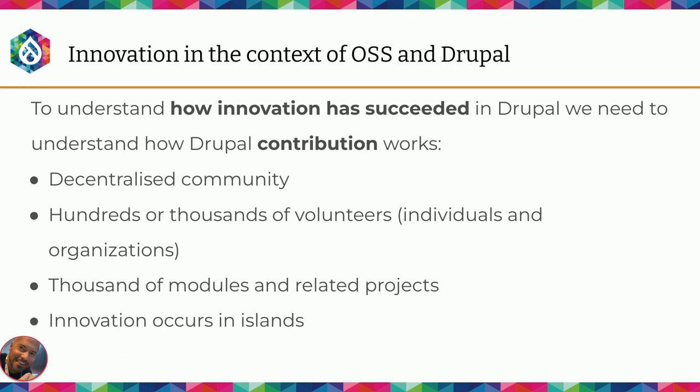To understand how innovation has succeeded in Drupal, we need to understand how contribution works. And this applies again for Drupal and for open source in general. We are talking about decentralized communities, with people working in the hundreds, sometimes thousands. I think it was Anoop from The Drop Times a few weeks ago who came up with a number of how many contributors we have in the community, around 100,000 to 200,000, something like that. We are talking about thousands of modules and related projects, not just on Drupal but in the open source ecosystem. So in a way, innovation occurs in islands.